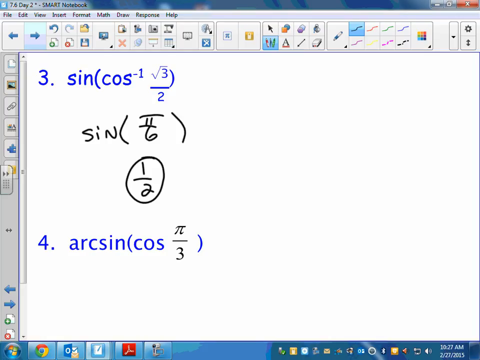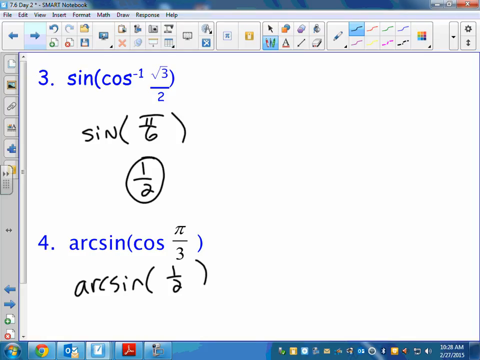So notice on this one, the inside function was inverse trig. On this one, they can switch it. Like, what if they gave you just a regular trig function first? You're going to get the value, and then we'll take the arc sine of whatever that value is. So on this one, what is the cosine of pi thirds? 1 half. And then what is the arc sine of 1 half? Or what angle has a sine of 1 half in our restricted negative pi halves and pi halves?